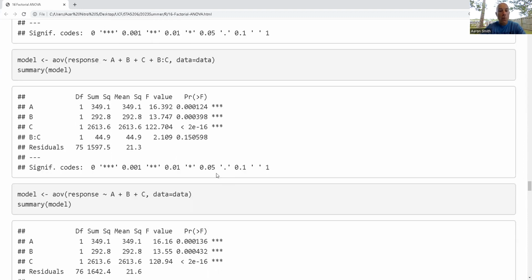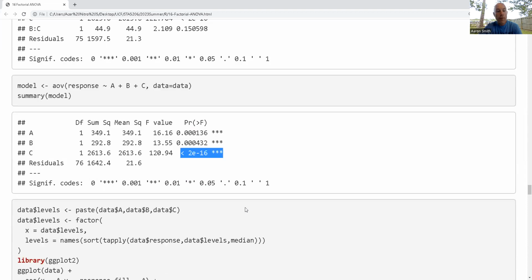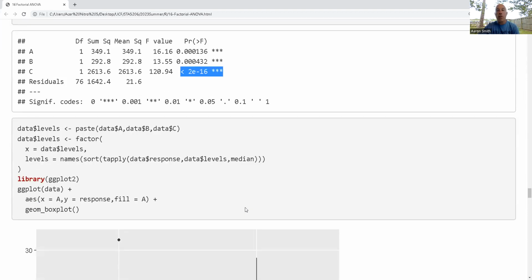When I do all main effects, boom, we have statistical significance every single time. All right, we got some good stuff going on here. All three of these are statistically significant. So I'm done removing things from my model. Let's go through and actually visualize what's going on.